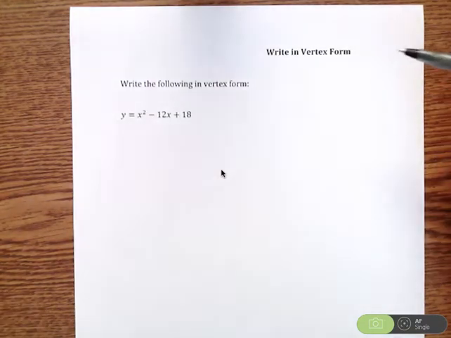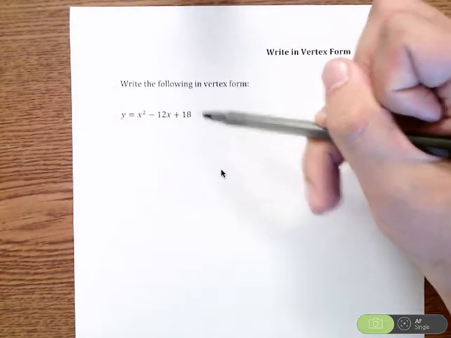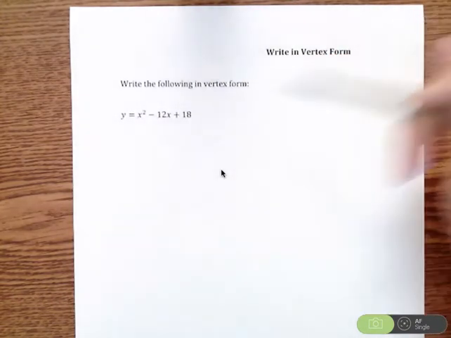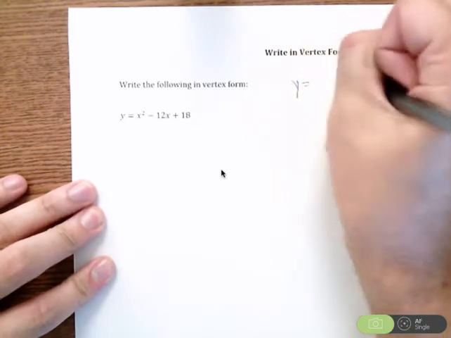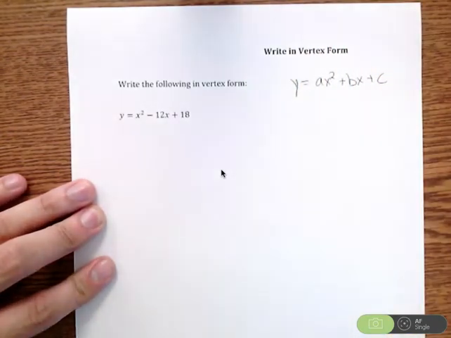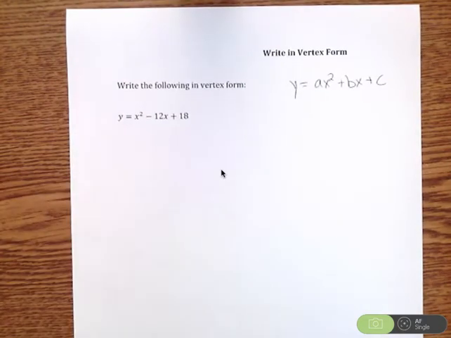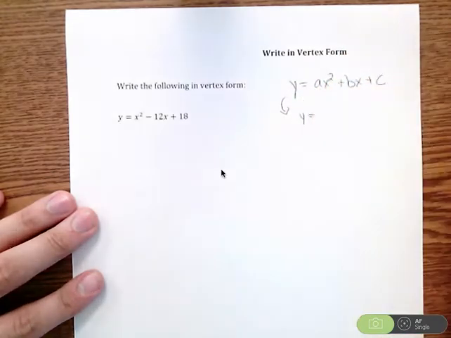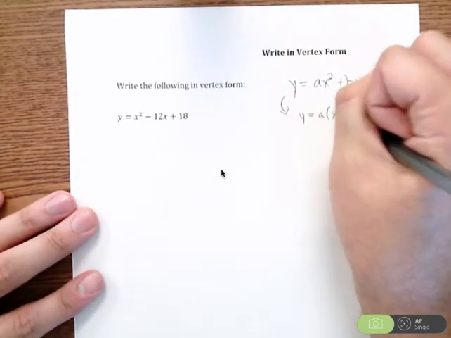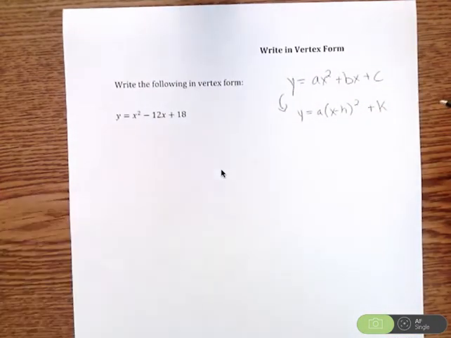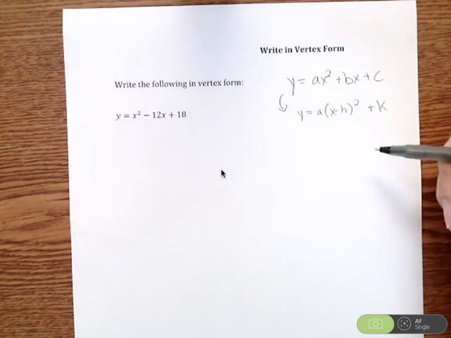All right, so we are going to take this quadratic and we want to write it in vertex form. The current form we are in is standard form, so y equals ax squared plus bx plus c. That's the current form we're in. Our goal is to change over to vertex form, which is a(x minus h) squared plus k. So we want to go from standard form to vertex form.